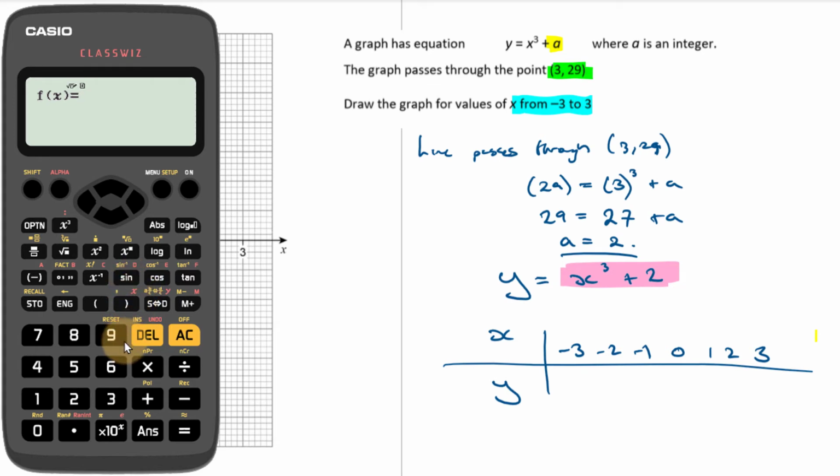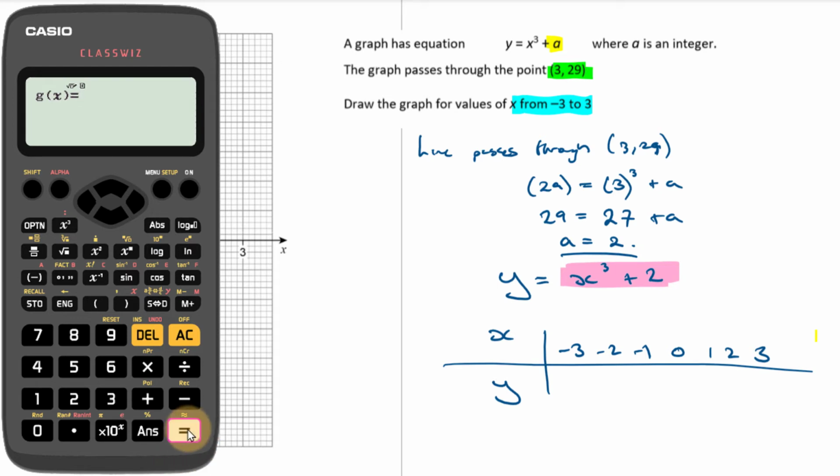So if you press the alpha key, you can press x. So x cubed plus 2. So f of x equals x cubed plus 2. Then it's going to ask me for g of x. Now we don't need g of x here. You can do 2 equations at the same time with your Casio, but we only need 1.